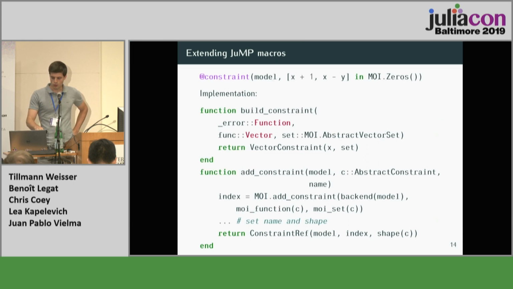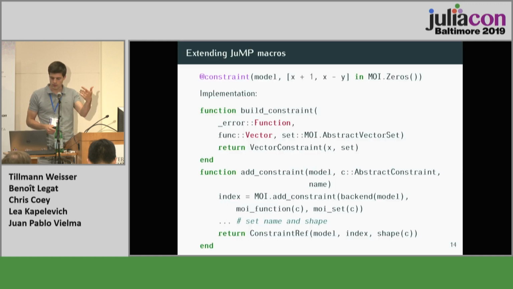When the user writes a macro like that, what happens is that JuMP calls this build constraint method. The error function is just used to give a nice error, which also shows the user the string of the constraint he has called. And then you have the function and the set. So when the user says that a function of the optimization variables should belong to a set, it basically calls this function. And if you have a custom set or a custom function, you can actually catch this function with multiple dispatch and do something custom.